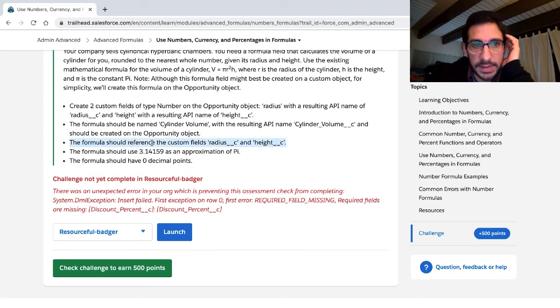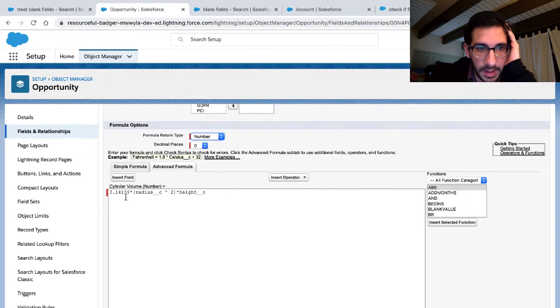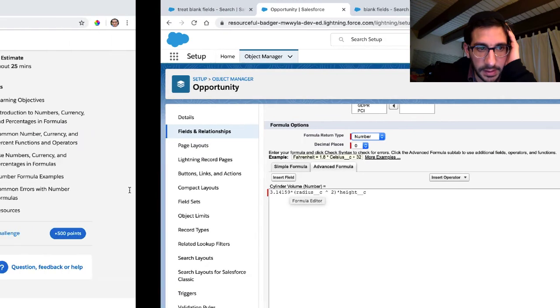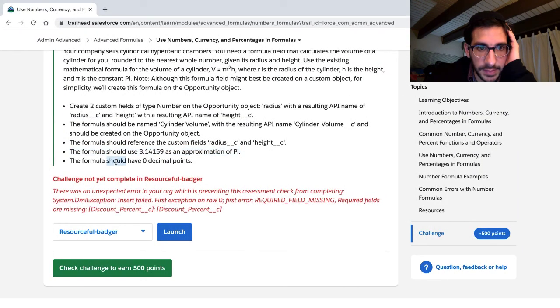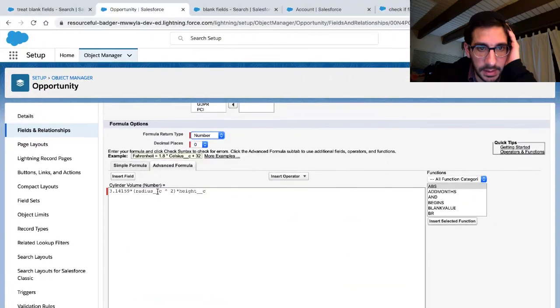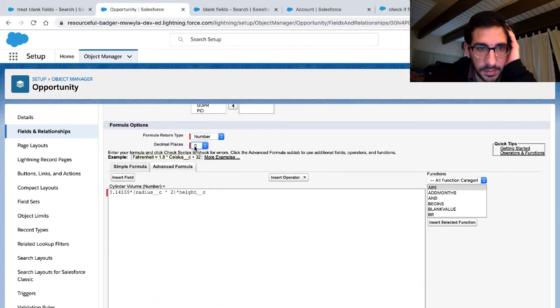The formula should reference the custom fields radius c and height c. The formula should use 3.1459 as an approximation of pi. The formula should have 0 decimal points.